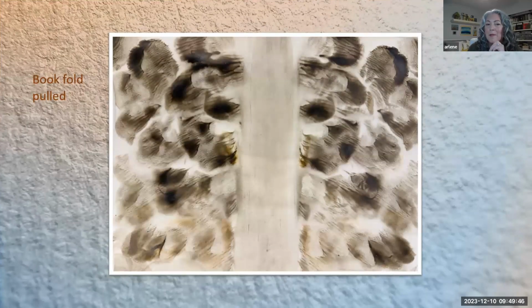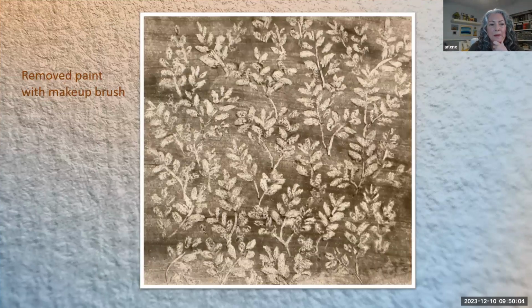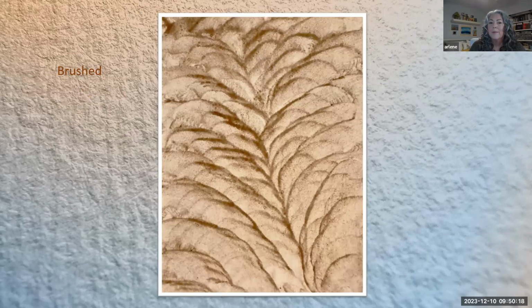This next one was an example of pulling, sort of doing a book fold. So if you have a directional pattern, then you have a book-ended reverse image of it. And this one I did with an old makeup brush. I essentially lifted off the color with the brush to leave the little leaf pattern. And this one I did with a filbert brush and just sort of jiggled it down in these descending little rows. And I thought that was kind of a cool texture.